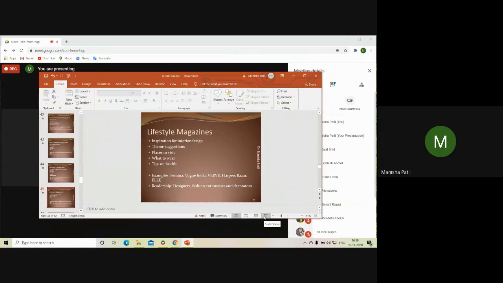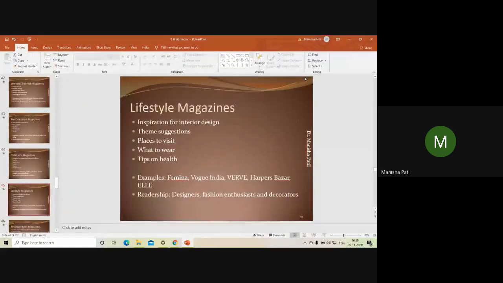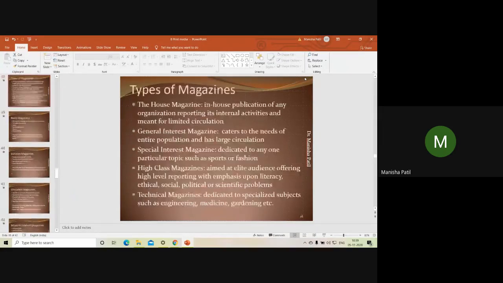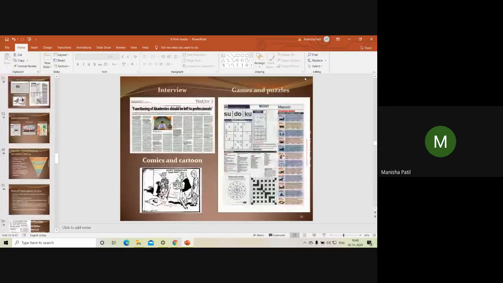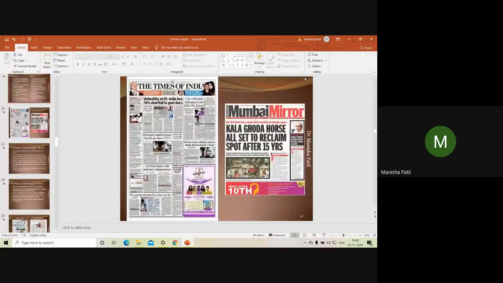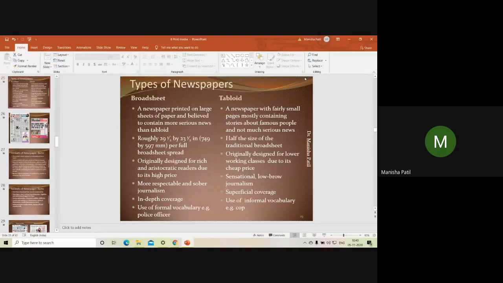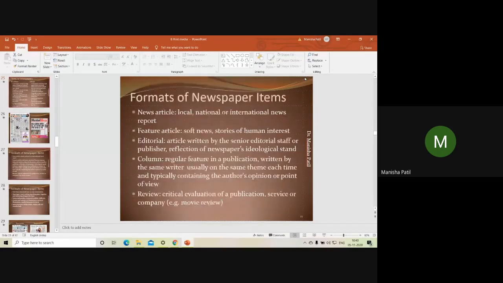Okay, print media is a very extensive chapter. So today, what have we done? We have seen types of newspapers. Then we have seen formats of newspaper items. Types of newspapers can be asked as a short note. Formats of newspapers can be asked as an essay type question.